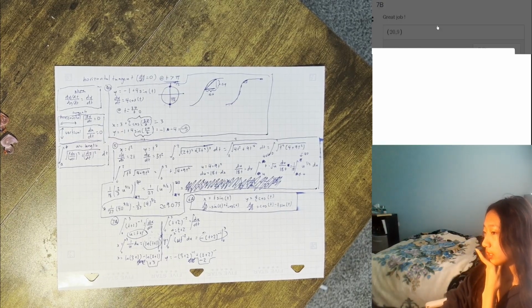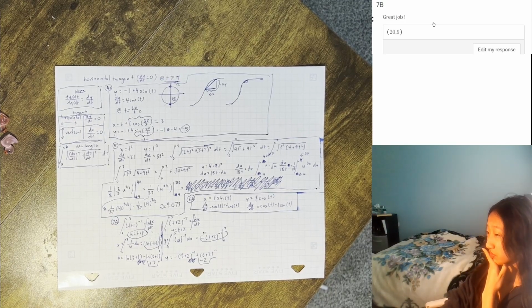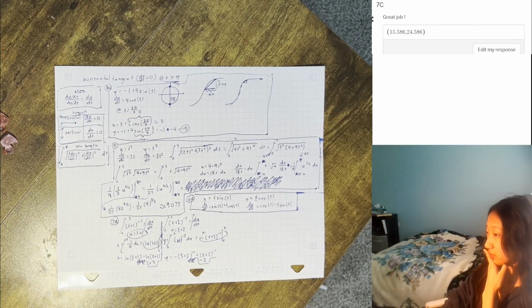I think from here, we're just testing your ability to take an integral. So I'm going to leave you guys to do 7b and 7c. I've left you the answers on this board.